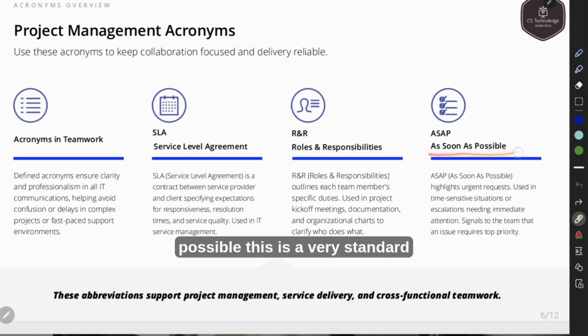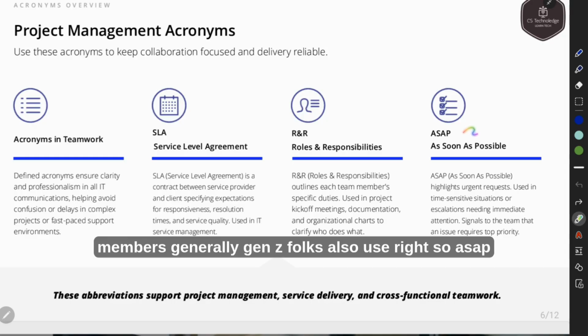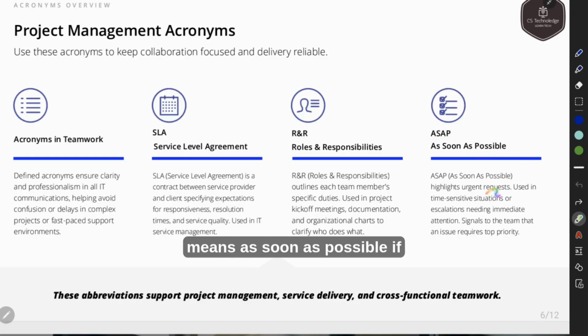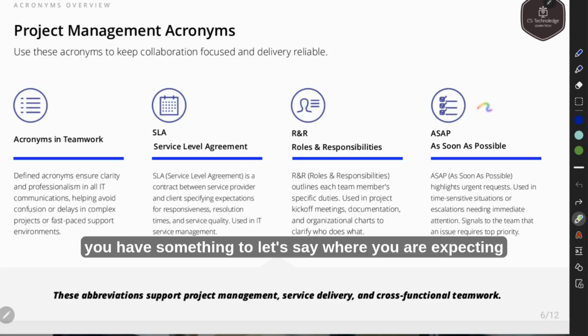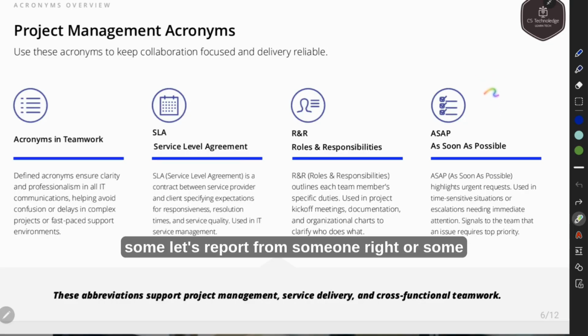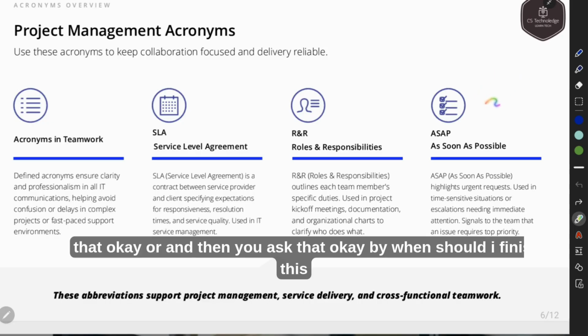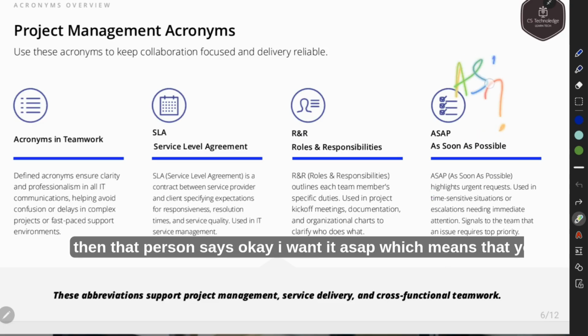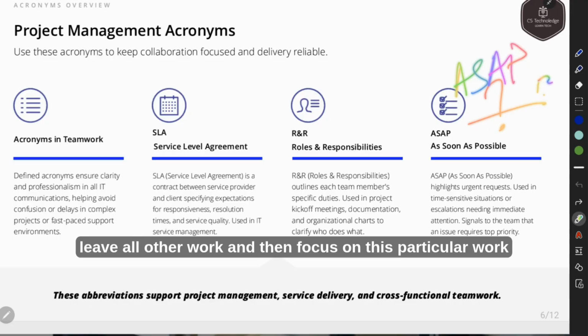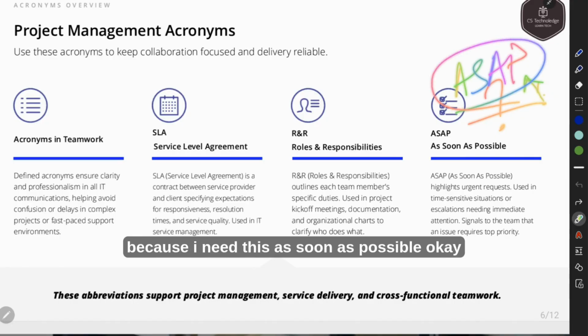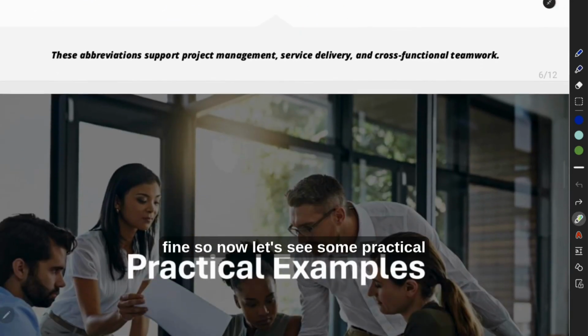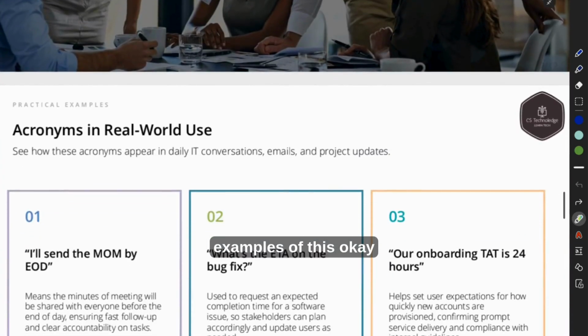The next thing is ASAP, as soon as possible. This is a very standard thing which the current Gen Z team members also use. ASAP means as soon as possible. If you are expecting a report from someone, or your manager is expecting you to finish a particular task and you ask, by when should I finish this? Then that person says, I want it ASAP, which means that you leave all other work and focus on this particular work because I need this as soon as possible. Okay, fine. So now let's see some practical examples of this.